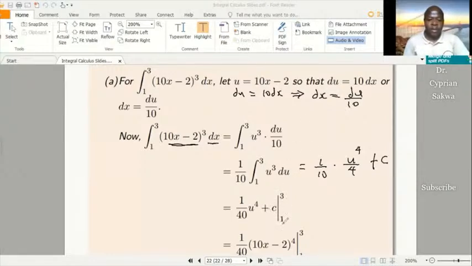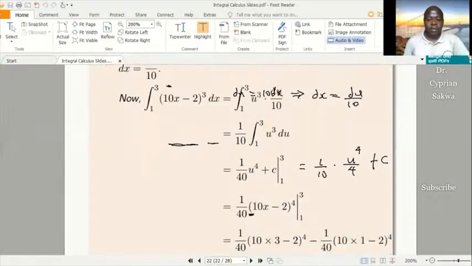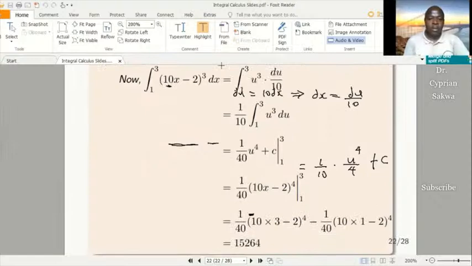Now, we cannot substitute our limits at this point because we have u, which was not in the question. These limits are for the variable x, not for the variable u. That means you must bring back your u. Your u was 10x minus 2. So that's what I did: 1 out of 40 into bracket 10x minus 2 raised to 4, with the limits from 1 to 3. Then it's now time for us to put in our limits.